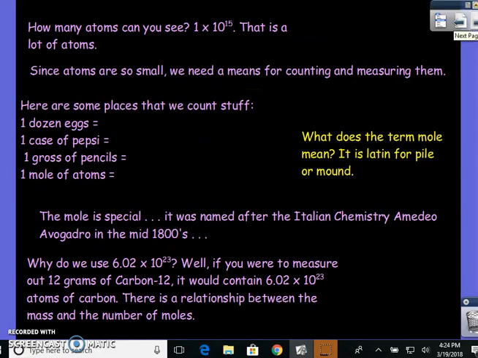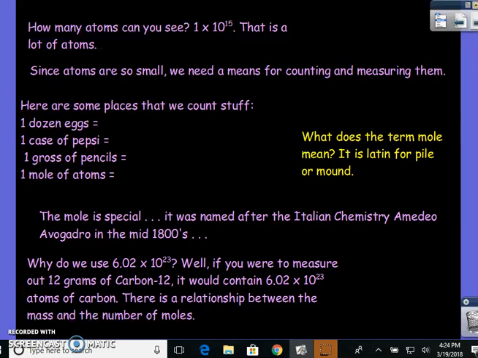And you have your notes in front of you. As we're working through this, I want you to fill it in and jot down things. And if you have questions, write them in the margins of the paper that I've provided. All right, it says, how many atoms can you see with the naked eye? And the answer to that is 1 times 10 to the 15th. I need that number of atoms.